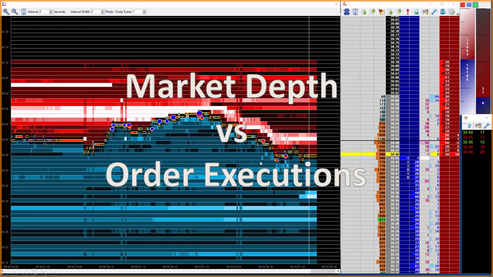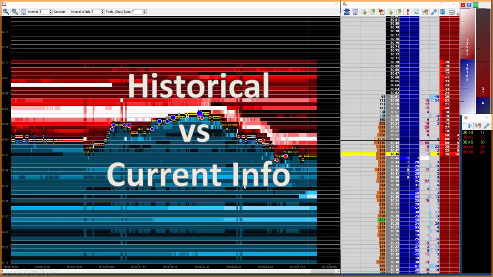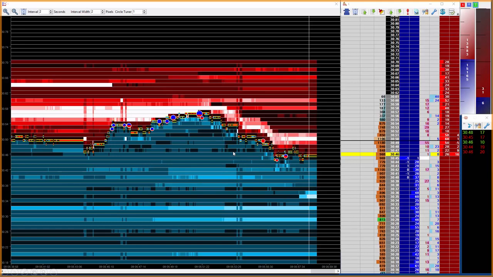So for a start, we need to carefully consider how much weight we give to the market depth information, which after all is much prettier, and the actual order executions and what they might say about traders' positions. Because the market depth is intent, or at best, what they might do, and the order executions tell us where people actually traded and what the impact was. And we should think about this in another way too, historical versus current information. Because this isn't just about which view is best for reading order flow, it's about which view is best at what time.